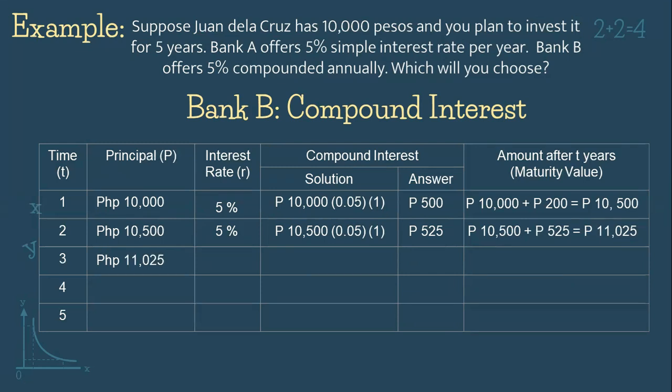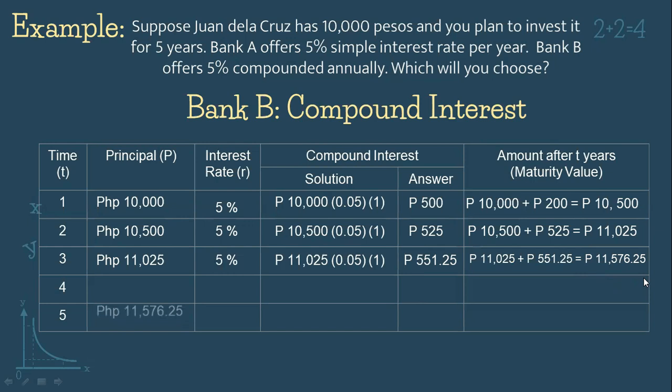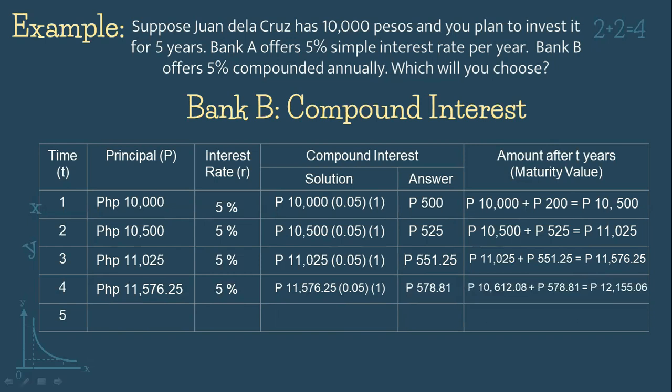So, for the 3rd year, we have 11,025. That is again 5%. So, computing it, that will give us 551.25. Ibig sabihin po, 11,025 plus 551.25, that will give us 11,576.25. Ngayon po, si 11,576.25, ito na po yung bago nating principal. So, kung nakikita nyo, yung mga dating interest niya, nag-earn din ng interest. So, that will give us still 5%. 11,576.25 times 0.05 times 1, that will give us 578.81.